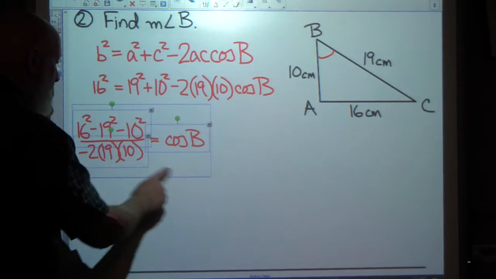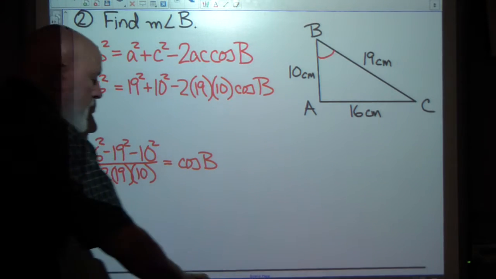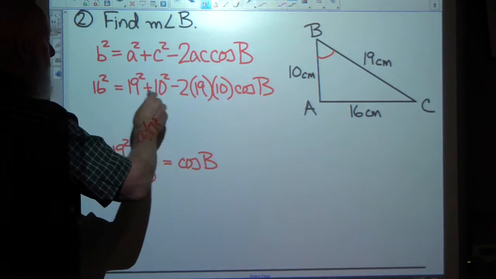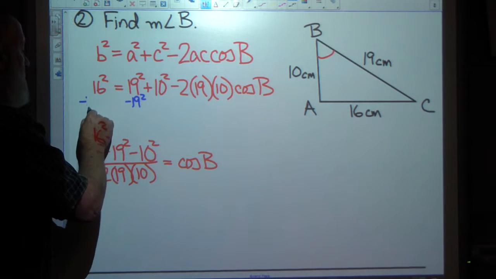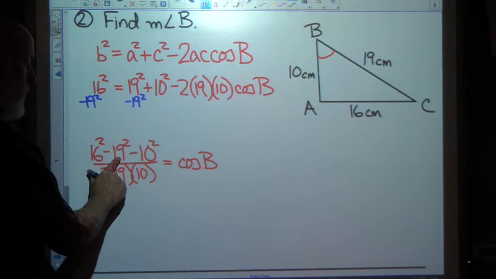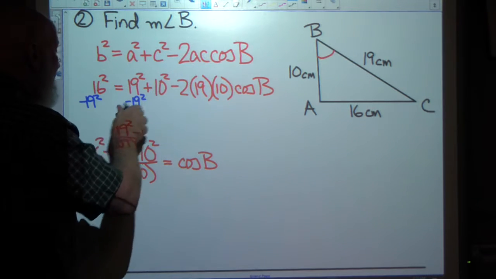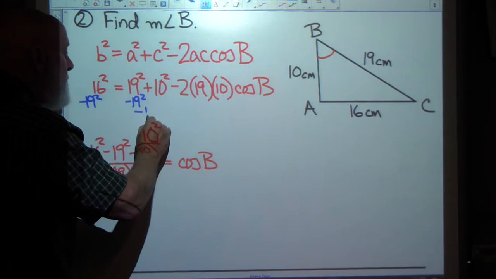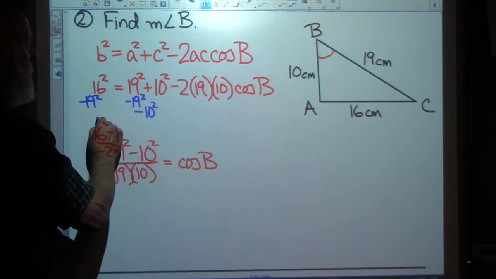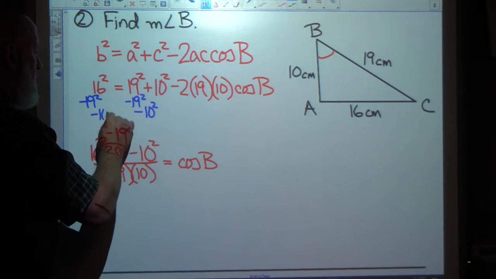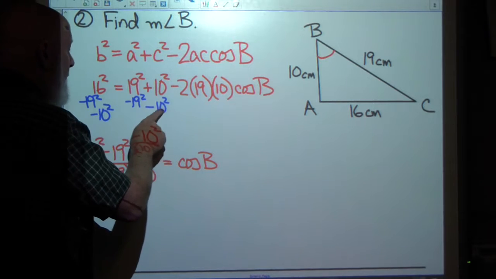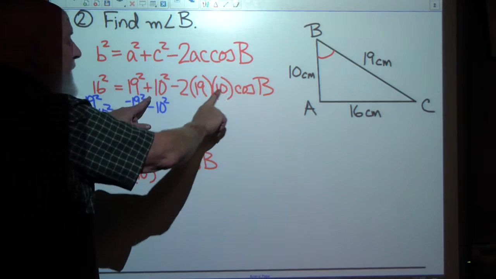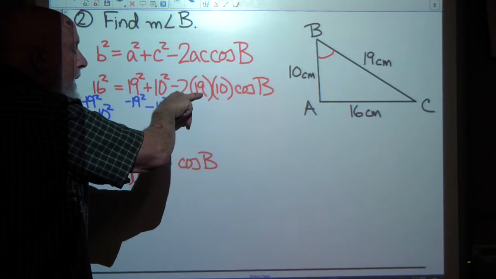And I will try to make that a little clearer. I subtracted 19 squared from both sides. I subtracted 10 squared from both sides. That 10 squared right there. So now all that's left is this. And then I divided by this.